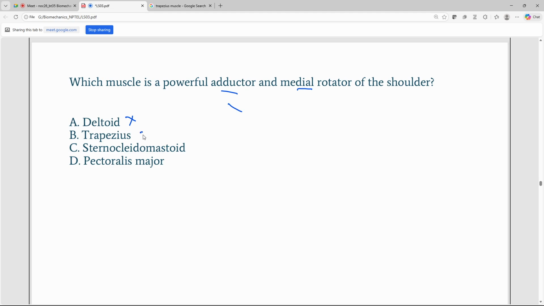And trapezius is on the back side, so it's not easy to rotate our arms backwards. Trapezius is mostly helping with the scapula, and sternocleidomastoid is in the neck. And this is the answer: pectoralis major, the muscle in the chest that connects the humerus towards our sternum.